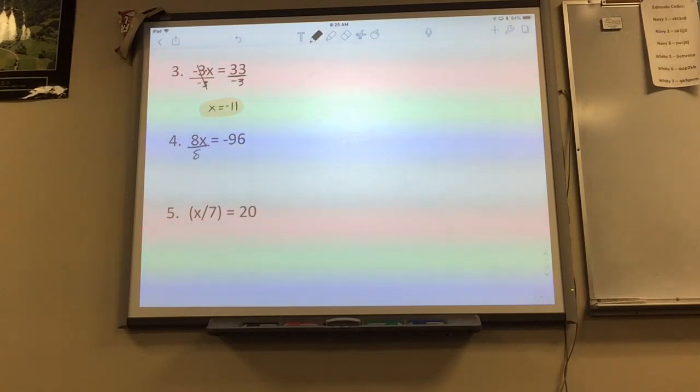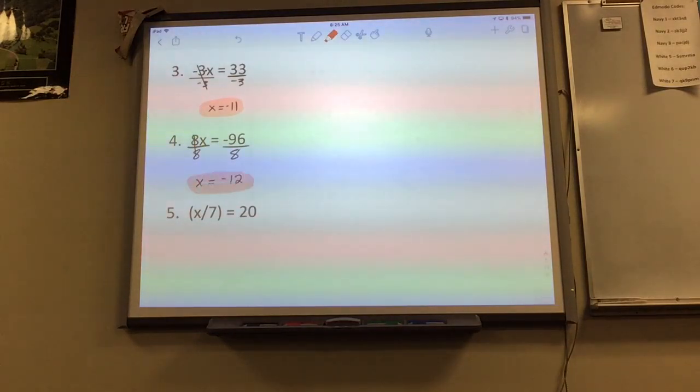She does this a lot. Okay, divide by 8 because x is being multiplied by 8. So that is x equals what? Negative 12. See, I don't know fast.